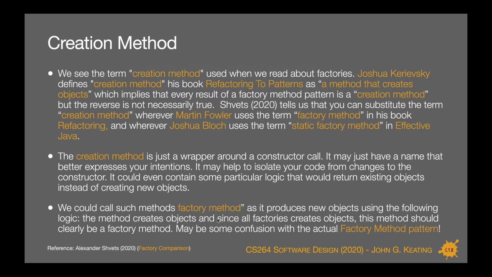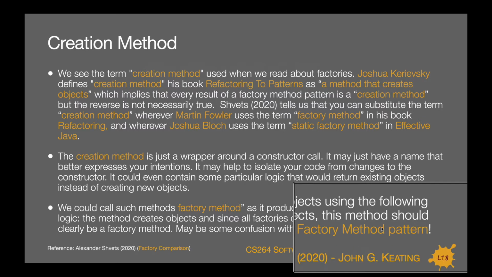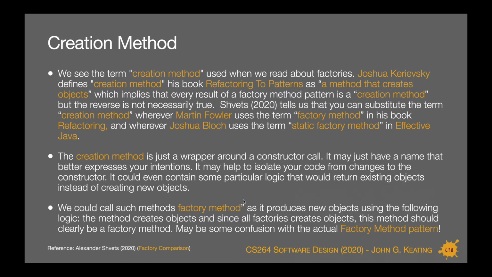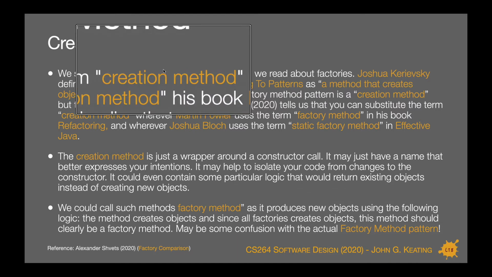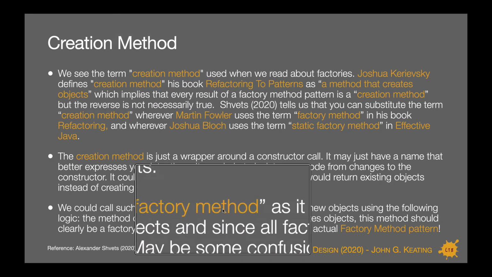We could call such methods factory methods as well, because they produce new objects using the following logic. The method creates the objects, and since all factories create objects, this method could clearly be a factory method. But there may be some confusion with the pattern factory method, which we'll see a little bit later. So you have to be careful about that as well. We could call it creation method, or we could call it factory method.